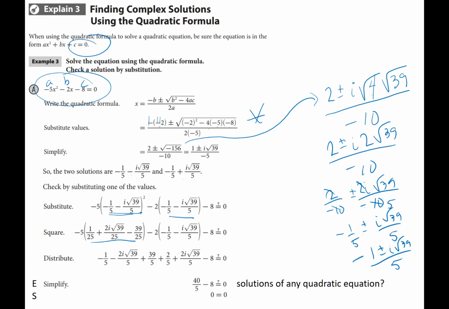Then it looks like here they distributed in the negative 5, and here they distributed in the negative 2. They got it to this point, which means we could start combining like terms. It looks like those cancel. And then they did the fifths. So negative 1/5 and positive 2/5 is 1/5. Plus 39 is 40/5 minus 8. 40/5 reduces to 8, so 8 minus 8 is 0. So it did check out.